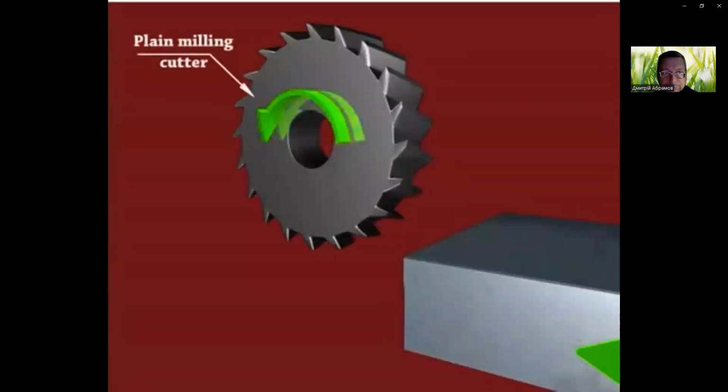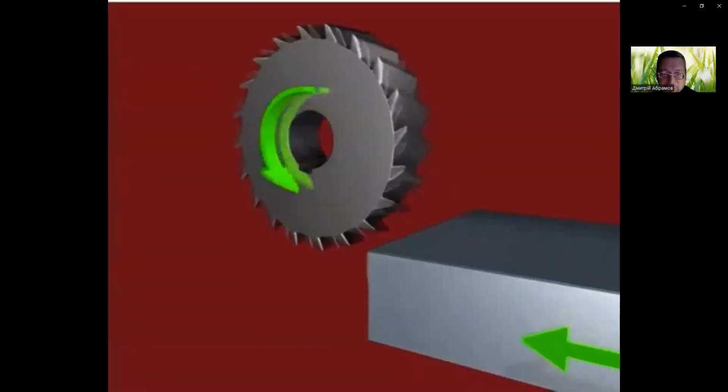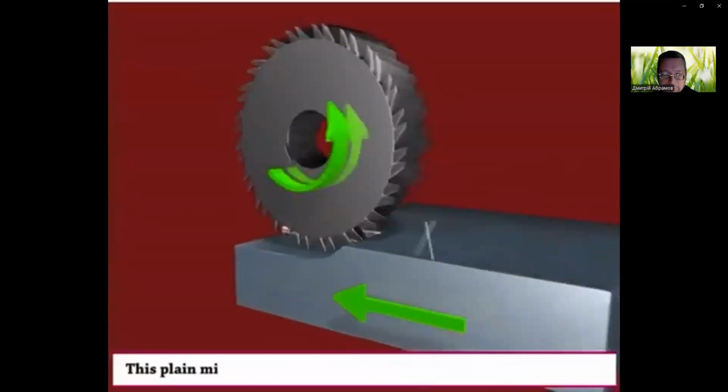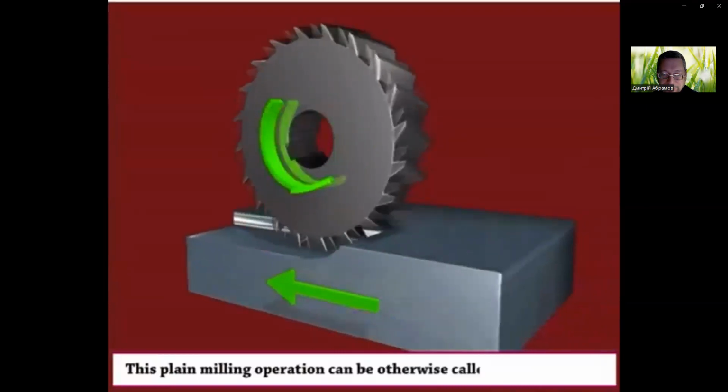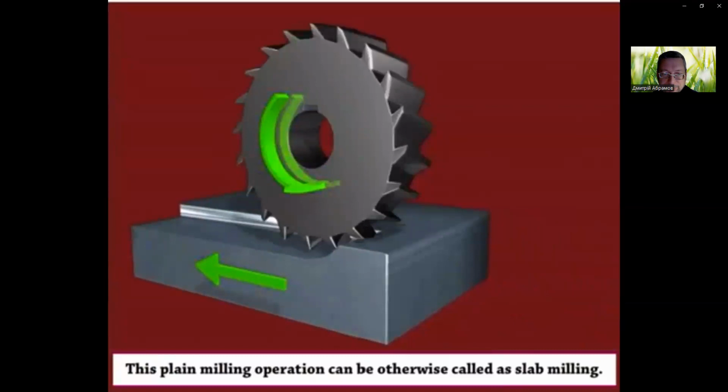Plane milling cutter. Workpiece. Plane milling is used for machining flat and horizontal surfaces. This plane milling operation can otherwise be called slab milling.